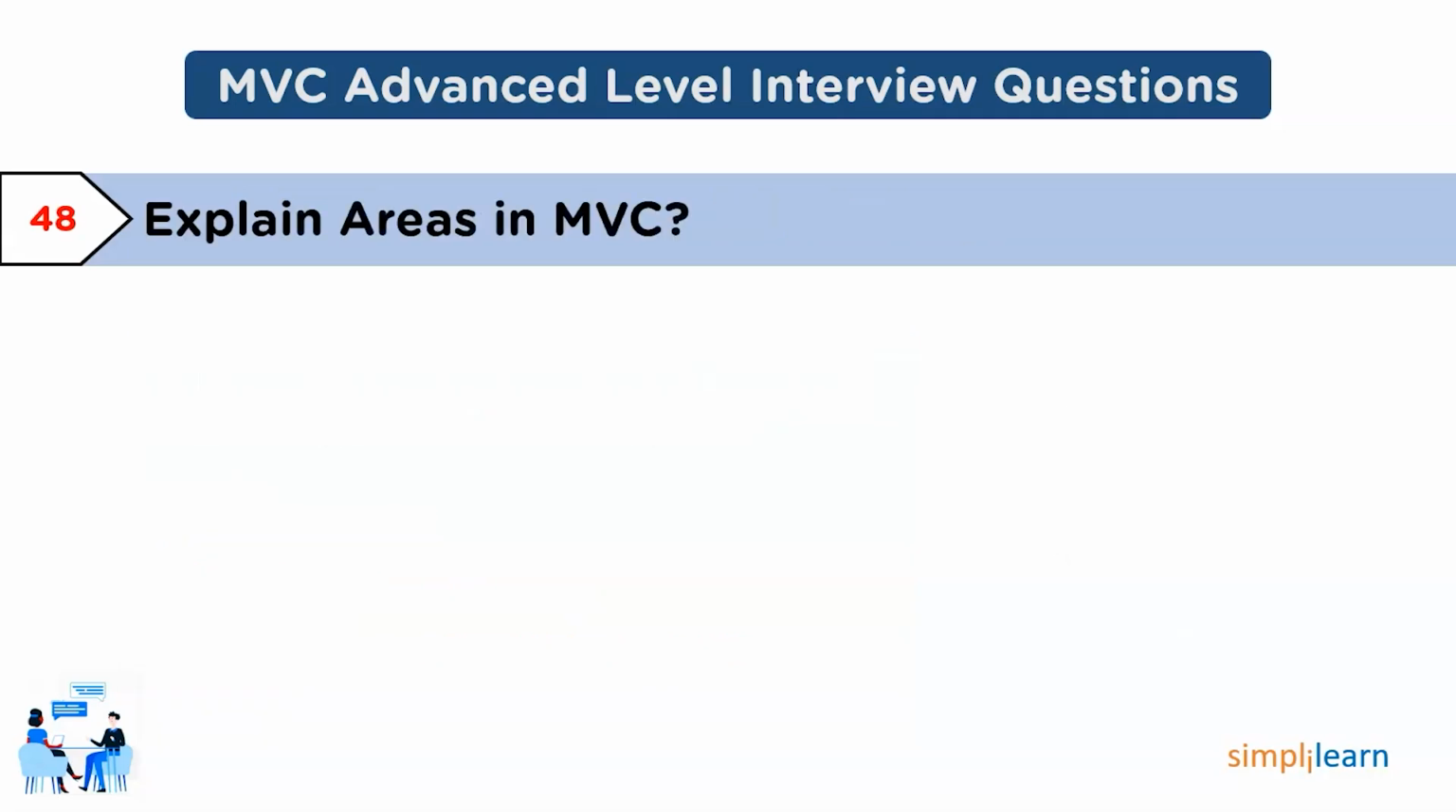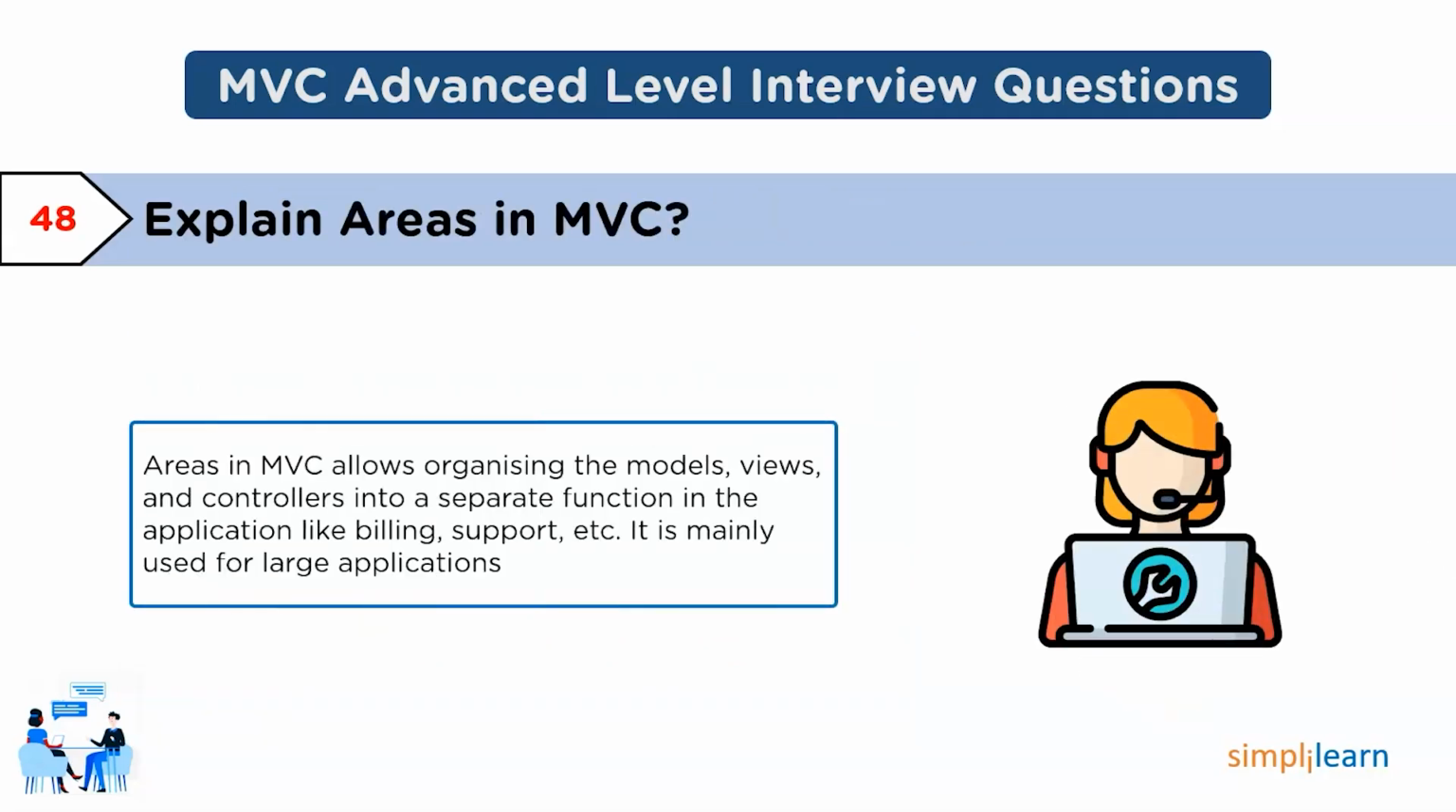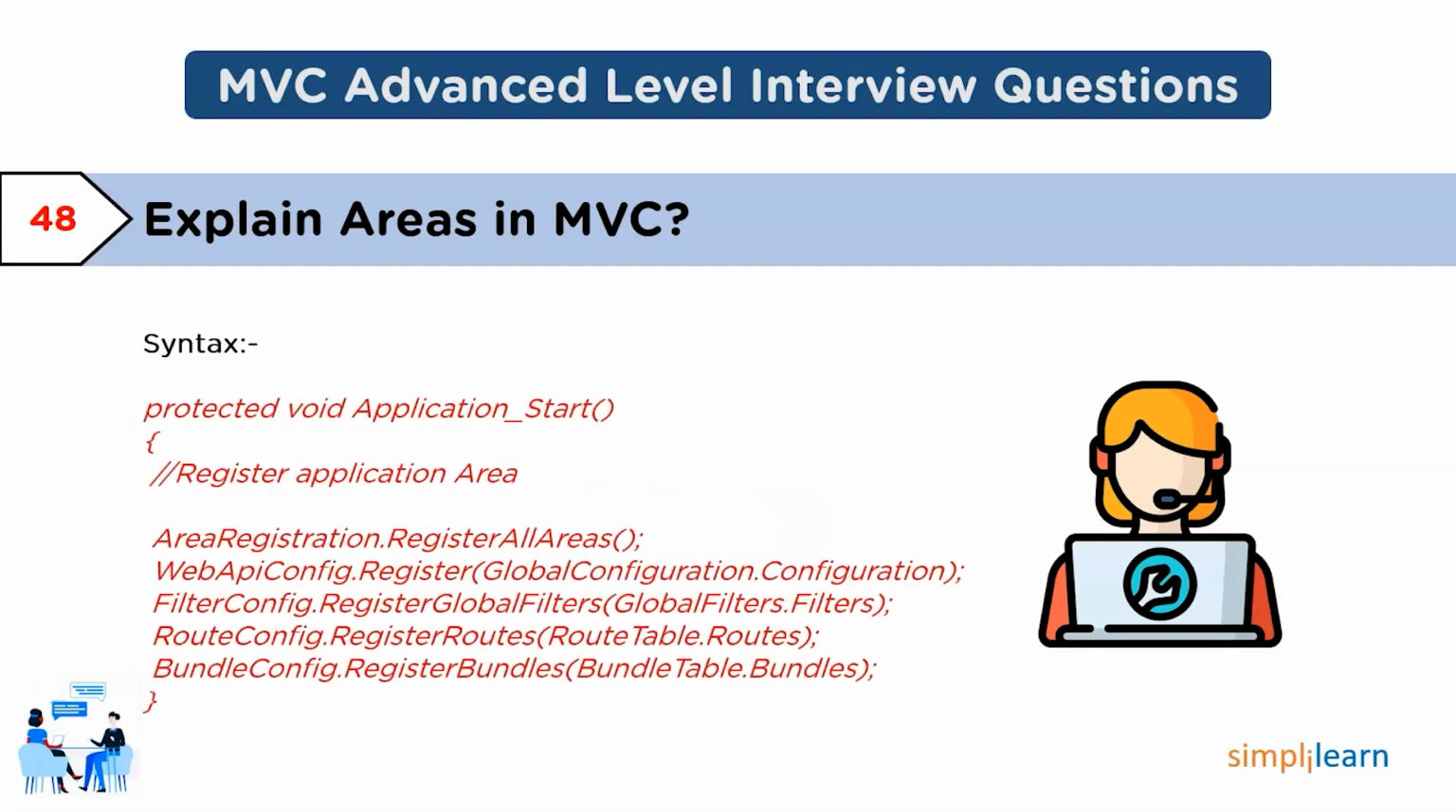Explain areas in MVC. Areas in MVC allow organizing the model, views and controllers into separate functions in the application like billing, support, etc. It is mainly used for large applications. When the developer is working with areas, it is important to register the areas. The syntax for registering the areas is as follows. In this, each MVC area has its own folder that allows it to keep controllers, models and views separately.